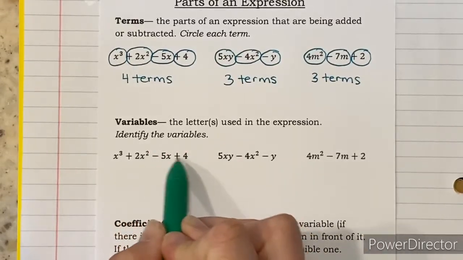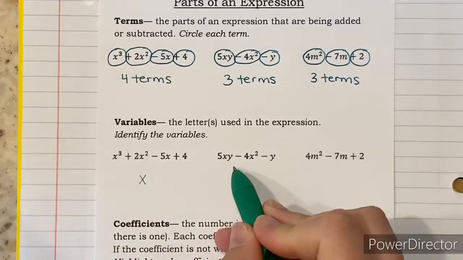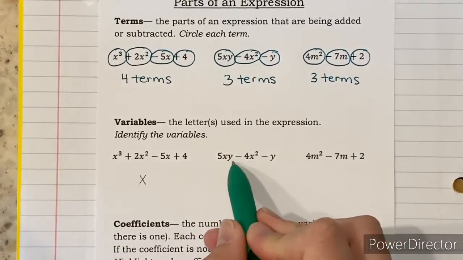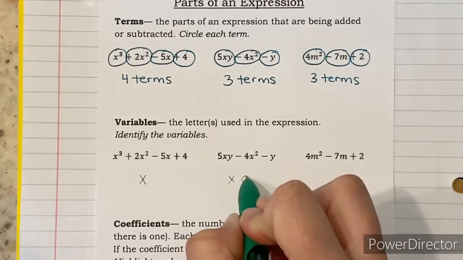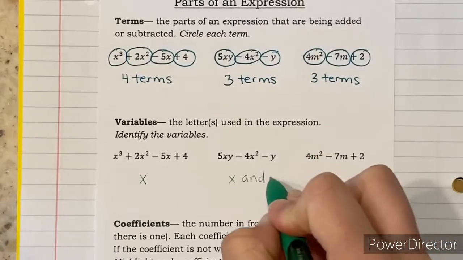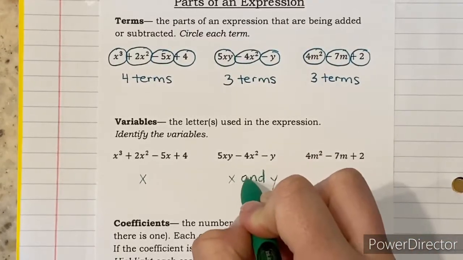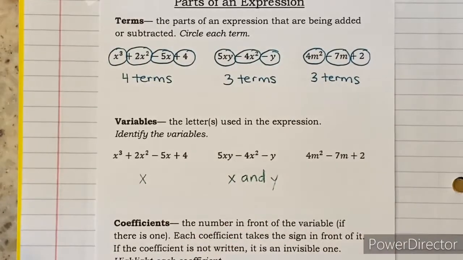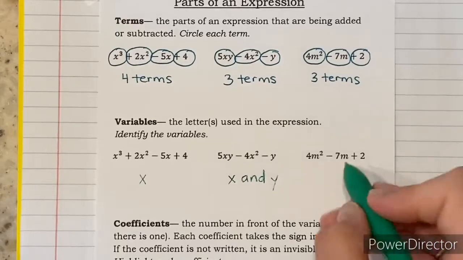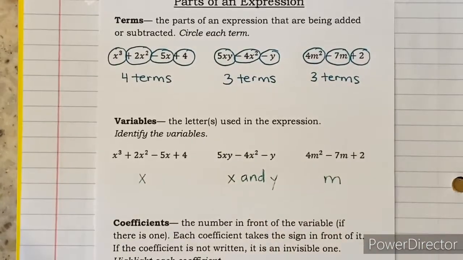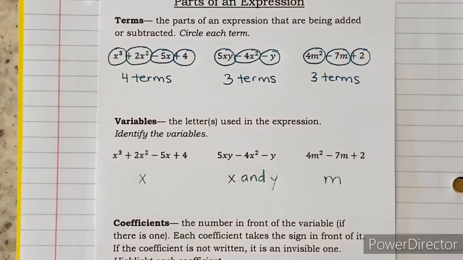So this first one, the only variable is x. The second one, they're using x, but they're also using a y. So we have x and y. Okay, and this third one, the only variable that they're using is m. So variables, super simple. You just got to be able to pick out the letters that they're using.